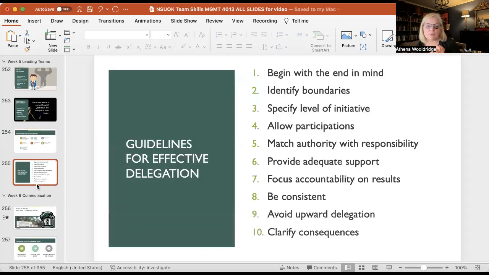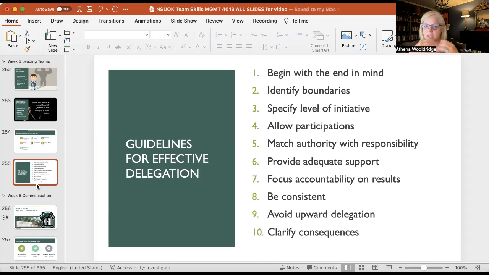Okay, what are some guidelines for effective delegation? How do we do this? Well, we've got to begin with the end in mind. What's the goal? Where are we getting to? That's how we delegate. We're always tracking along to that end point of whatever the goal is. We've got to identify boundaries, okay? To what level am I going to allow these individuals to be empowered, help with the decision-making, be democratic about it? At some point, there is a line. We can't let it go to the point where there's conflict, so we have to establish some boundaries.